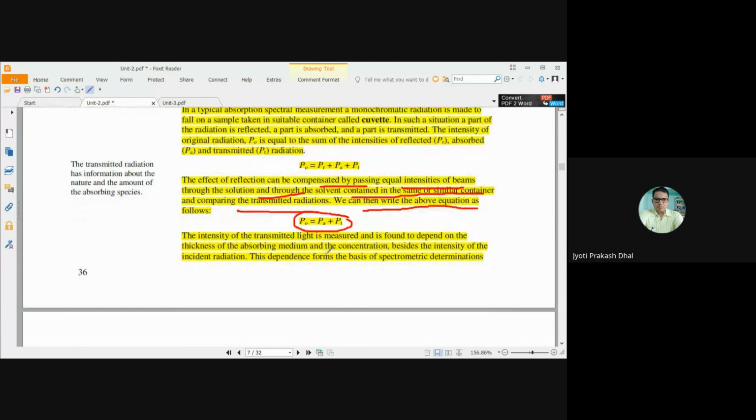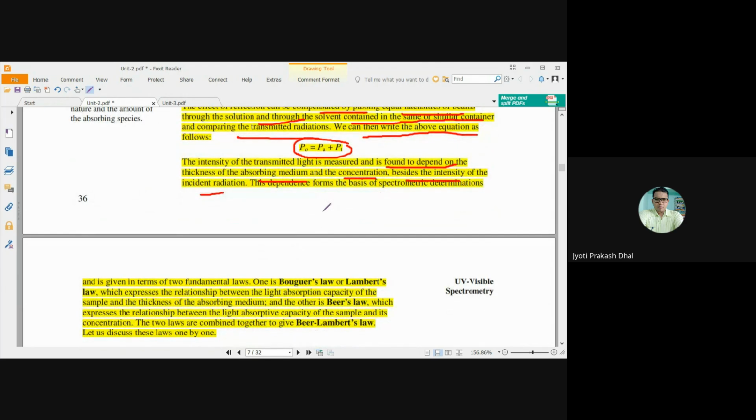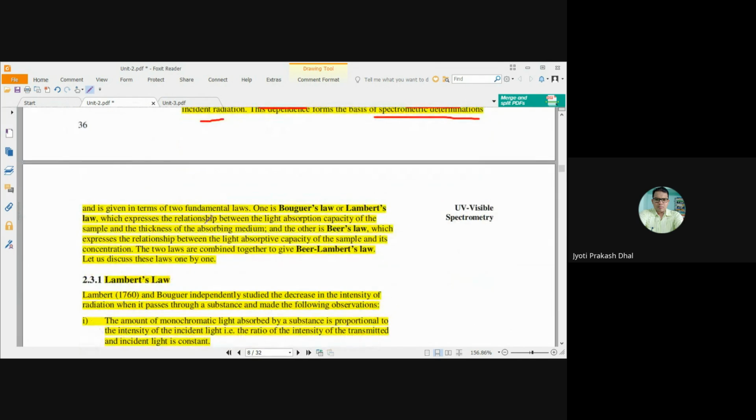So the intensity of the transmitted light is measured and it is found to depend on the thickness of the absorbing medium and the concentration, besides the intensity of the incident radiation. And this dependence forms the basis of spectrometric determination, and that is given in terms of two fundamental laws.